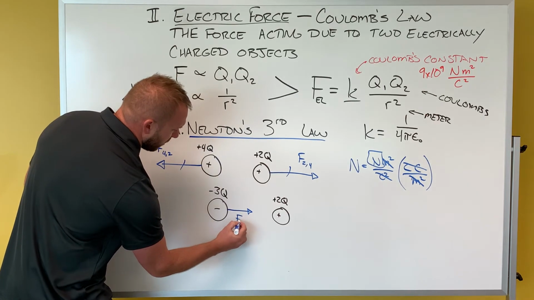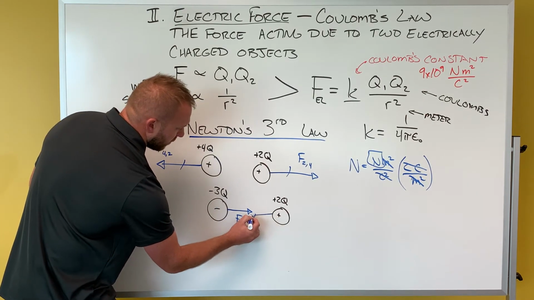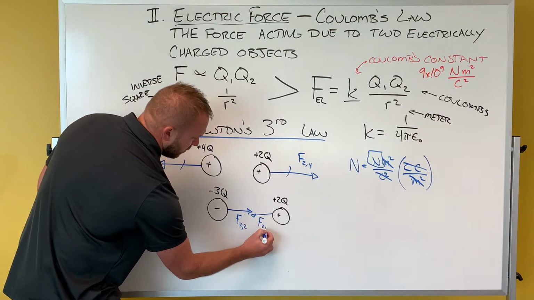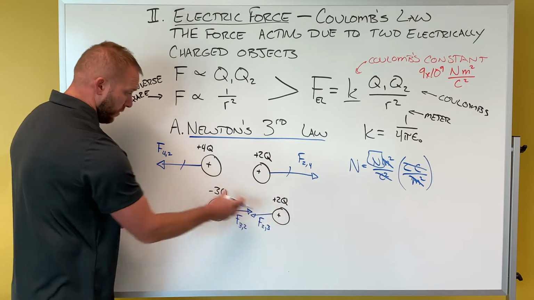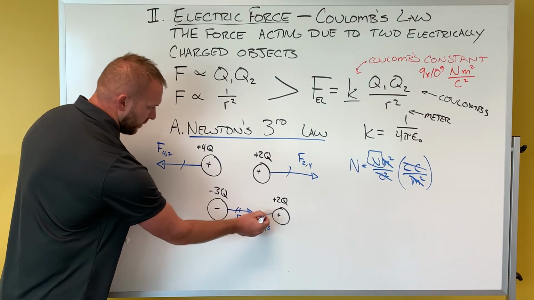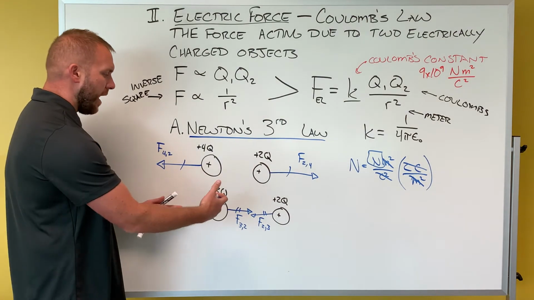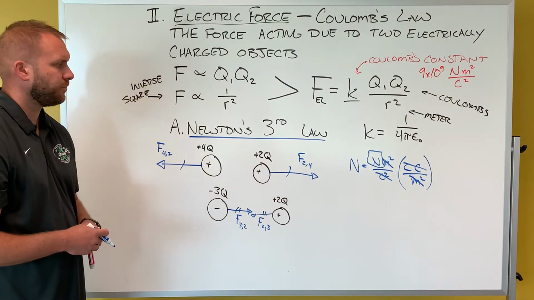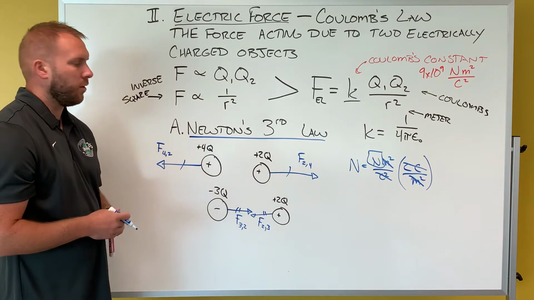This is the force on the 3 due to 2. This is the force on the 2 due to 3. For every action, there's an equal and opposite reaction. Those two forces are exactly the same size. They're acting in opposite directions, and they're acting on different objects, which all of that shows us Newton's third law.